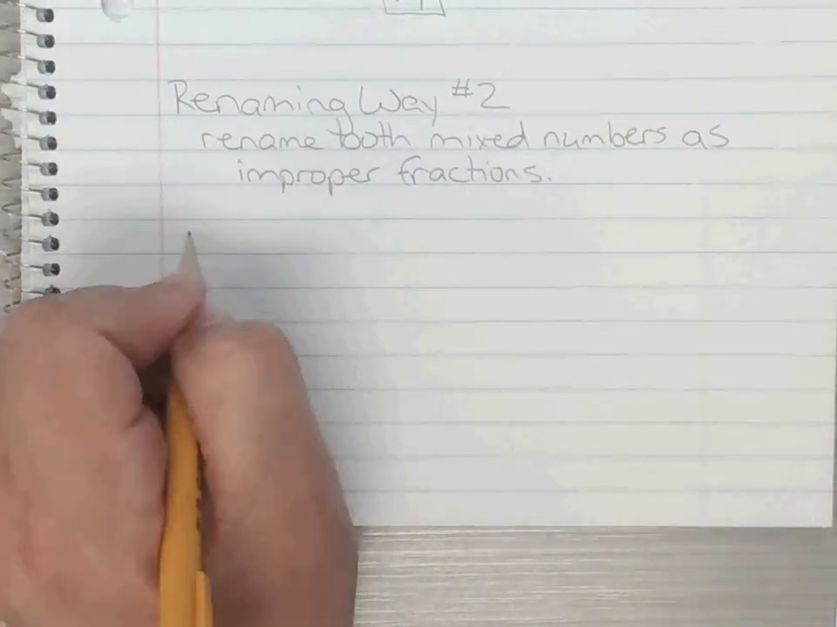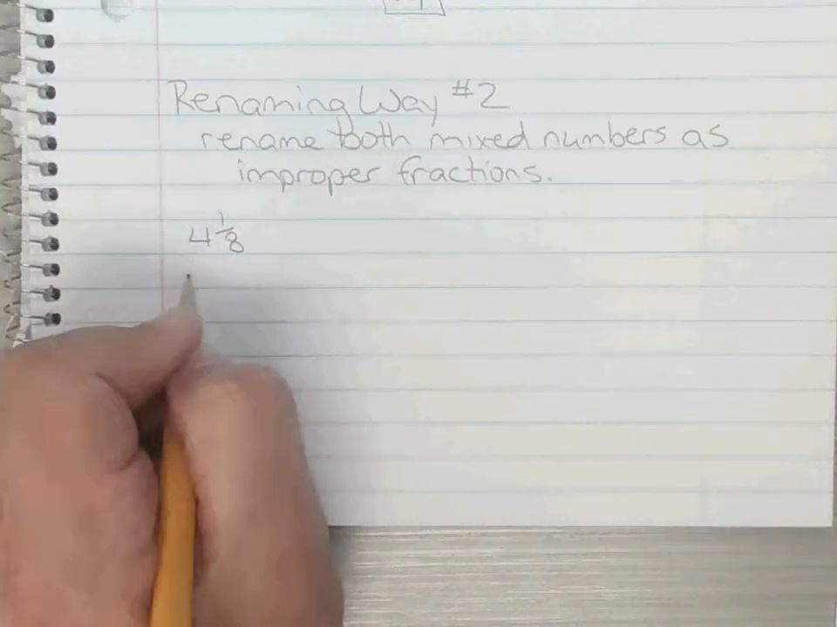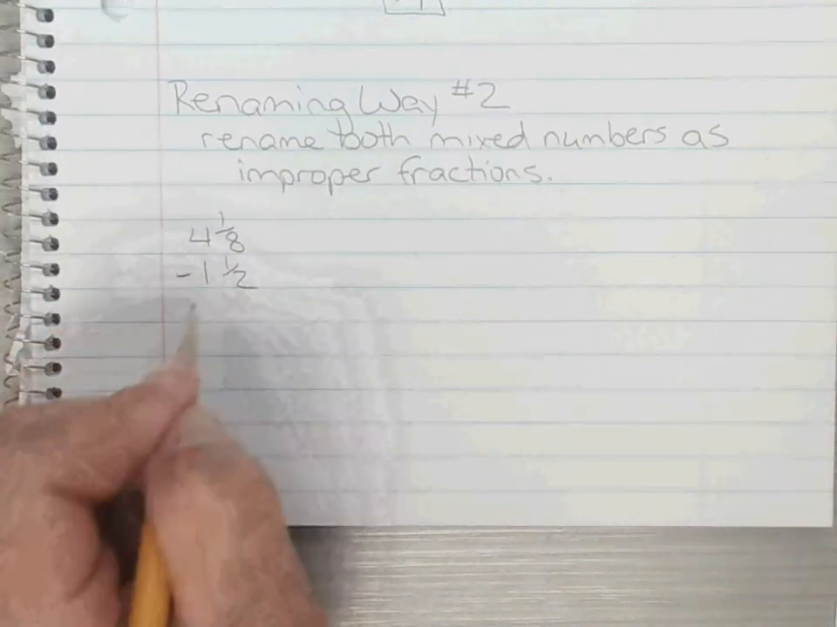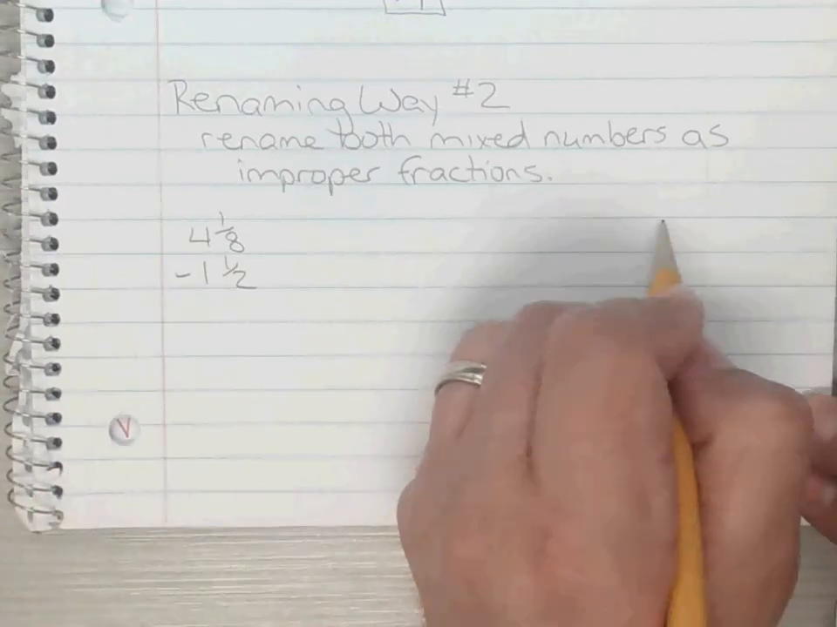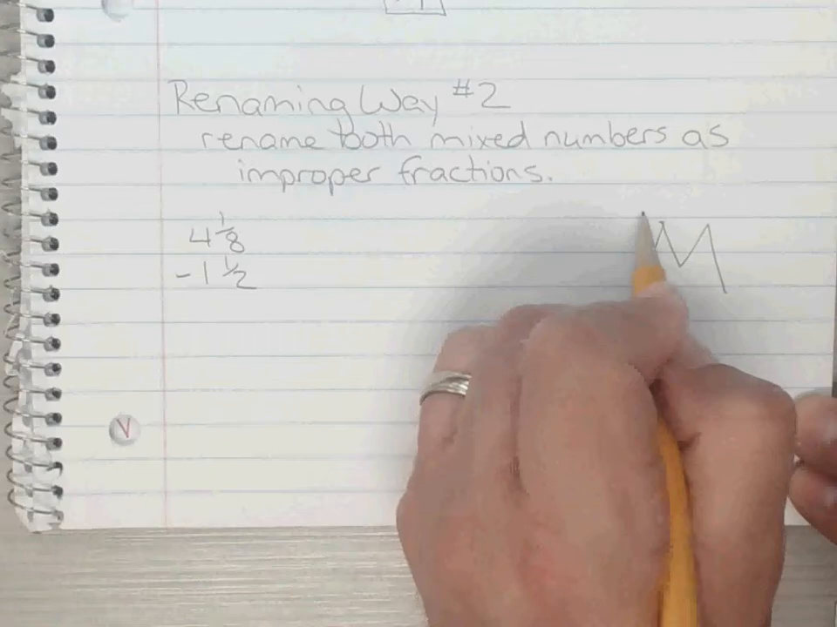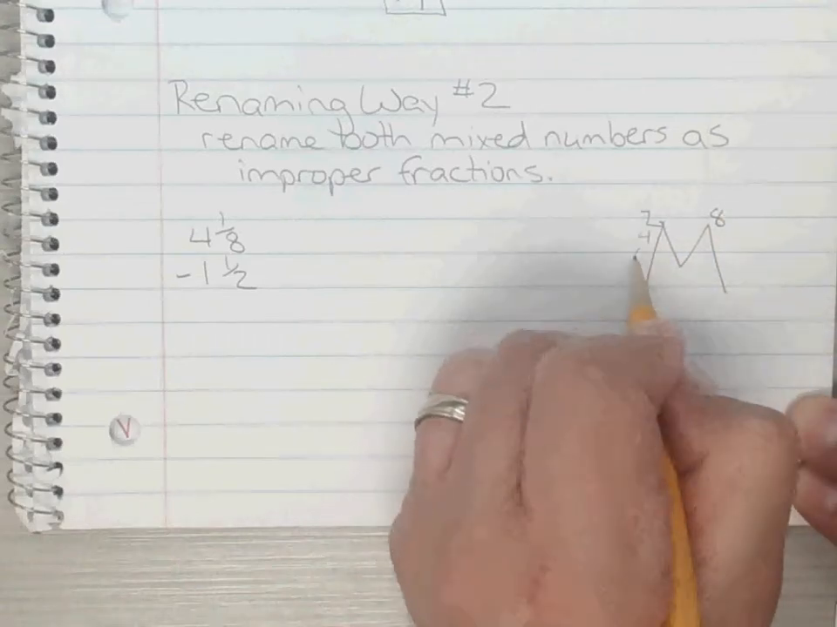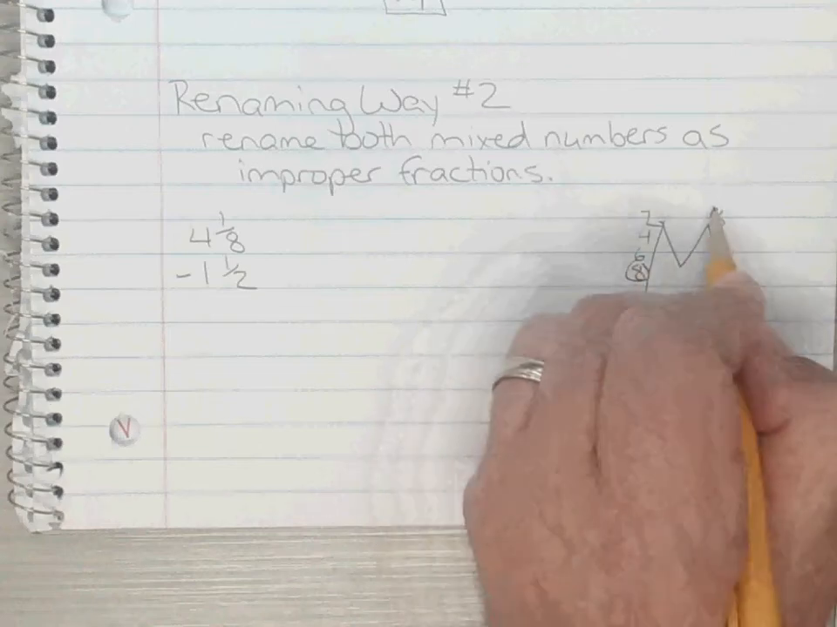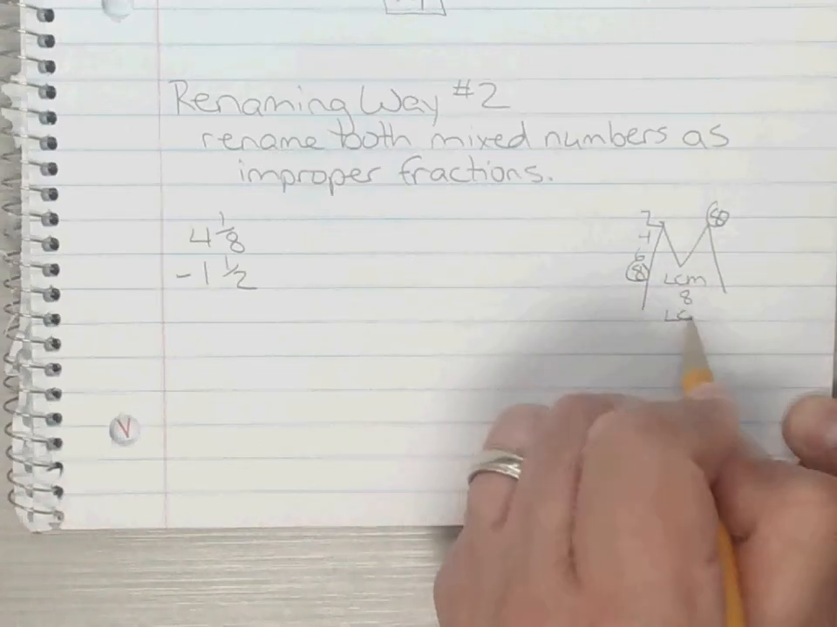So here's a good example. We're going to do 4 1/8, and we're going to subtract 1 1/2. Okay? Again, different denominators. So let's do our big M quickly. Put our 2 and our 8. Count by 2's. 2, 4, 6, 8. There's my LCM, which will become my LCD.